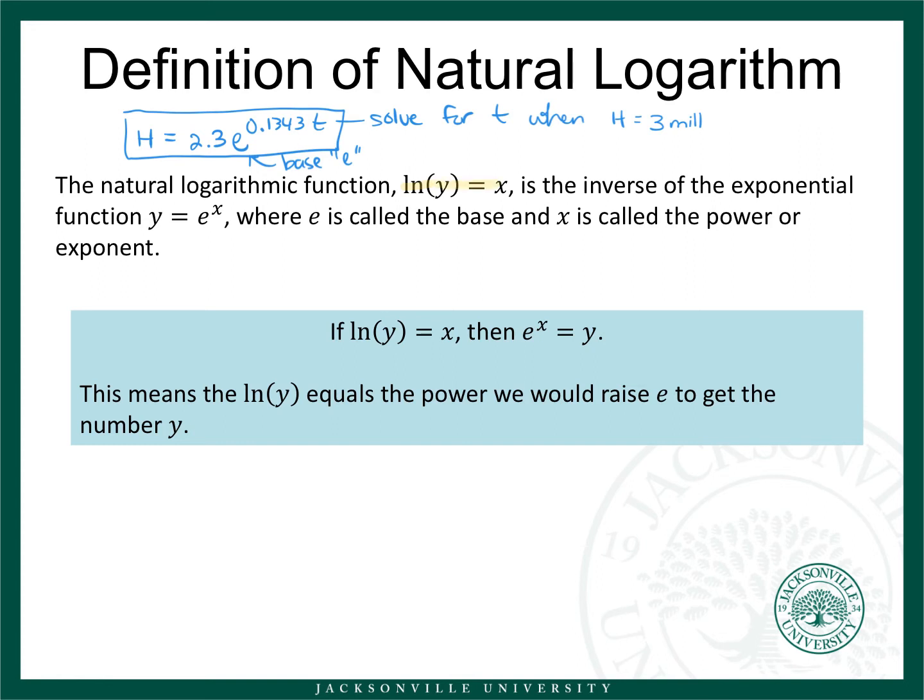It says, if you take the natural log of some number y, it's going to equal x, where x is the power you raise e to. And that is what it means to take the natural log of some number. So the natural log of some number gives you the power you would raise e to get that particular number. So let's apply this by converting back and forth between exponential form and natural logarithmic form.